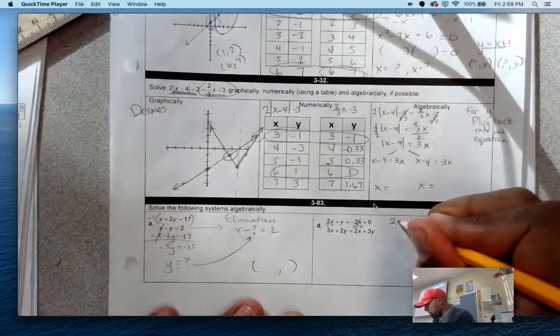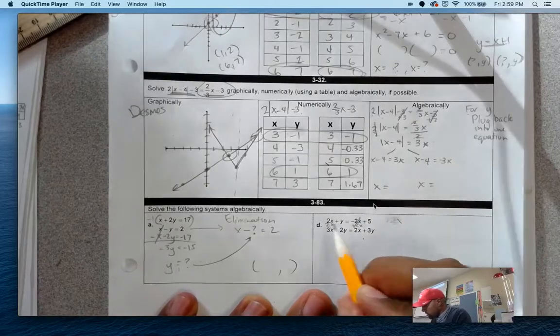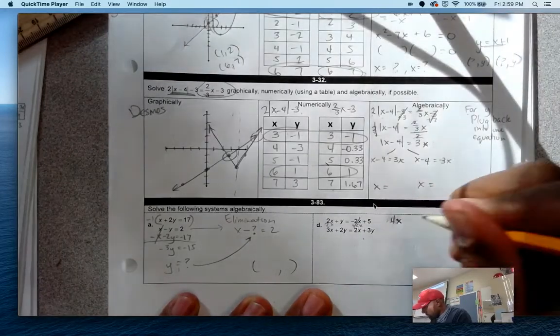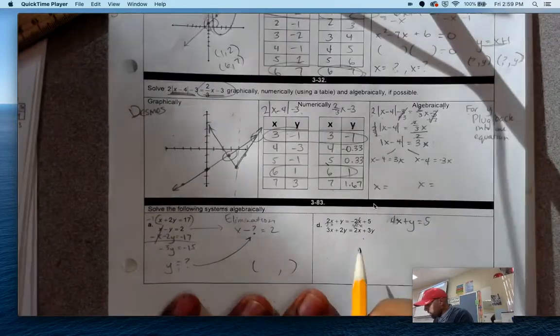Okay, so what I end up with here is, oops, sorry, not 2x. 2x plus 2x, so that's 4x. Then plus y equals 5.